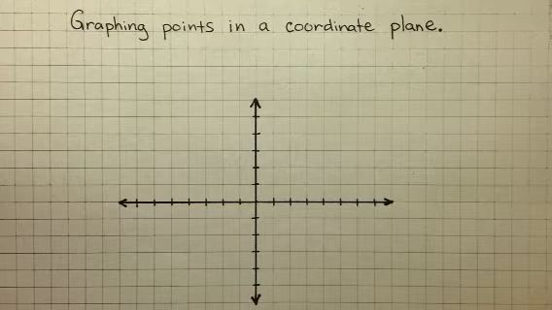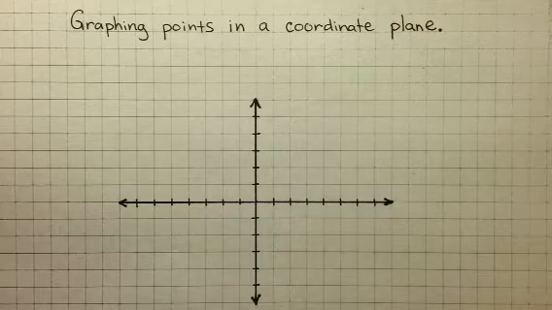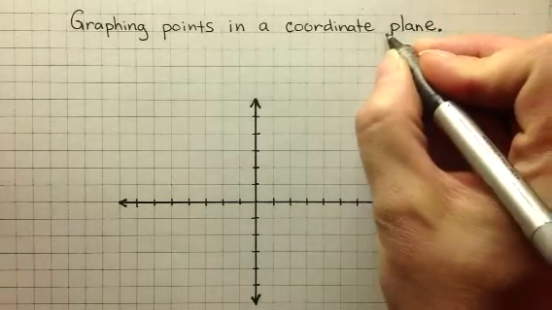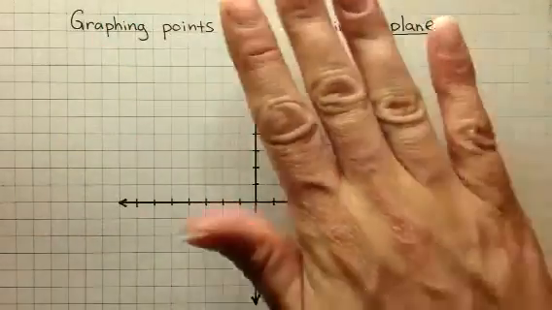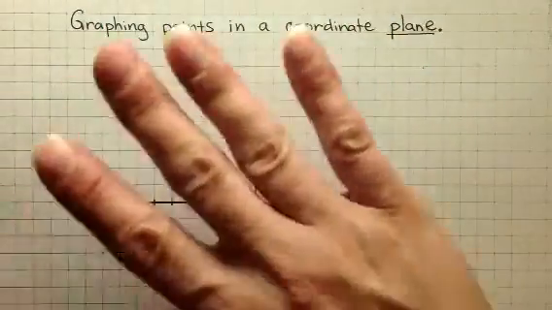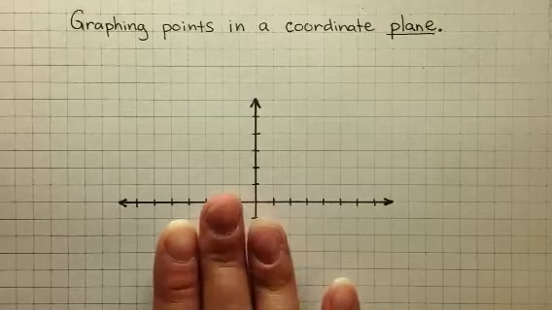I want to show you how to graph points in a coordinate plane. The first thing I need to do is make sure you understand the vocabulary that has to do with the plane. In geometry, a plane is a flat surface. It goes on in every direction and it's flat. So this is a coordinate plane.